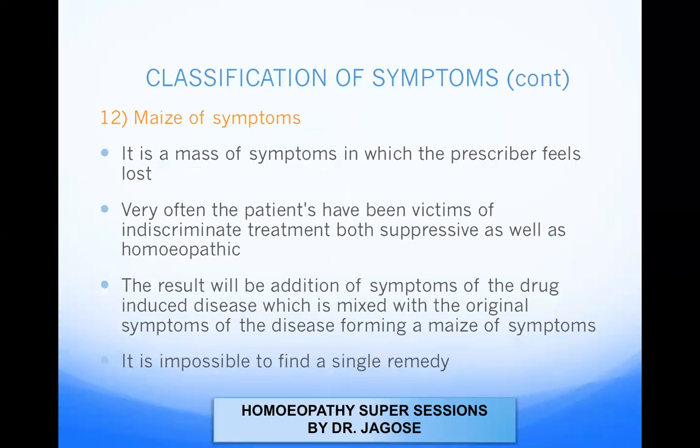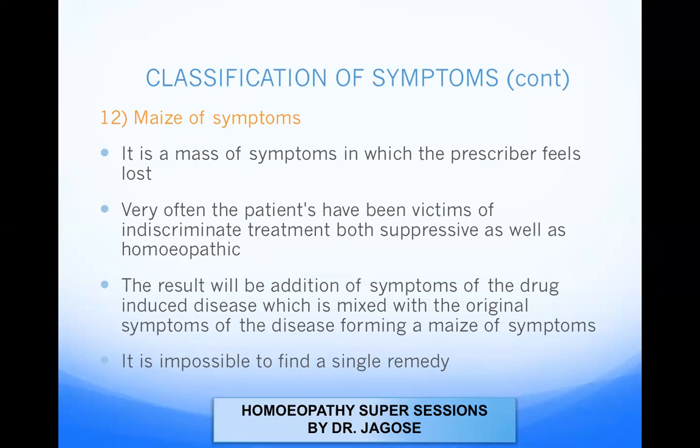The maze of symptoms. It is a mass of symptoms in which the prescriber feels lost. The patient will tell you so many symptoms, you will not know which symptoms to take and which to leave out, or you will not know the starting point of the case. Why? Because the patient goes on expressing himself or herself in vivid colors. Very often the patients have been victims of indiscriminate treatment, both suppressive as well as homeopathic.